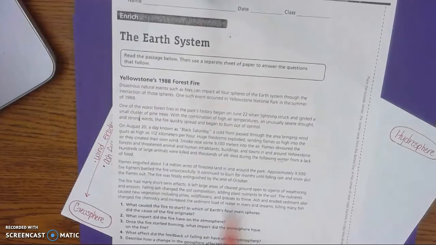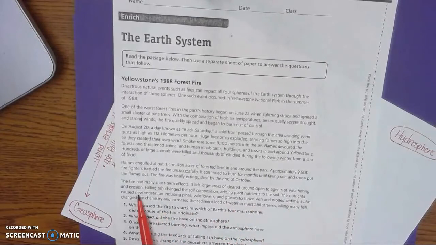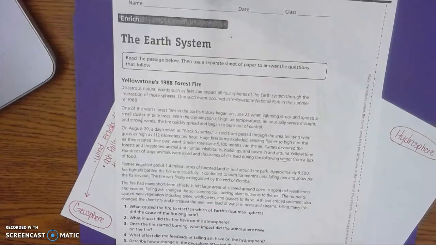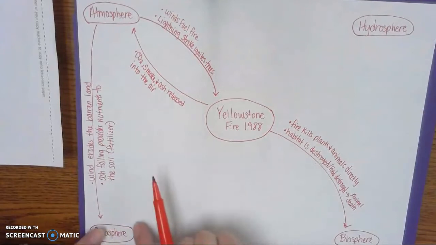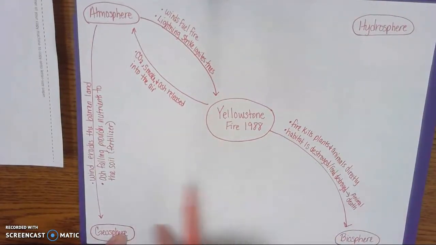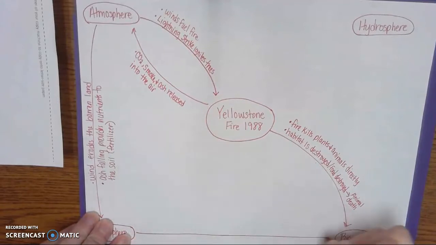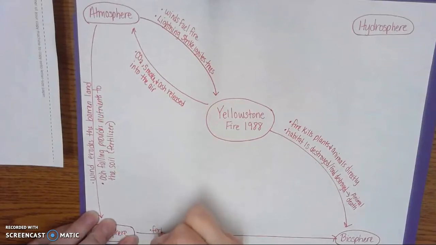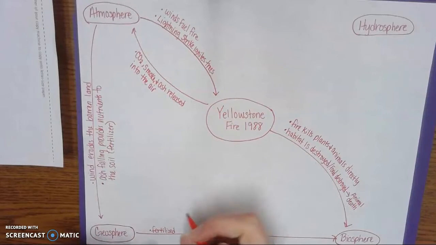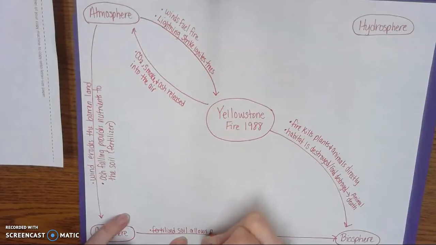And then now, next, what's happening? The nutrients caused new vegetation, including pines, wildflowers, and grasses to thrive. That's pretty cool. So we've got the soil, which would be our geosphere, now allowing the plants to thrive. So that would be drawing a line here to our biosphere, that the fertilized soil allows plants to thrive.